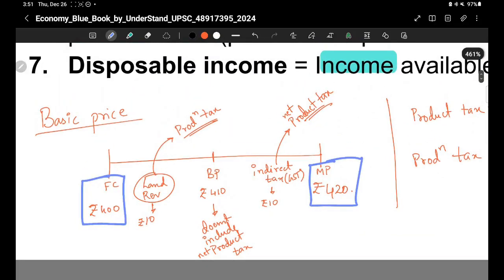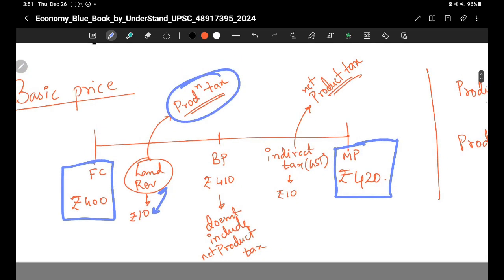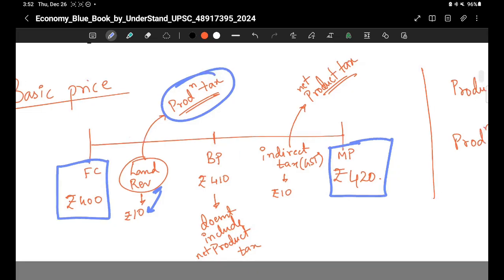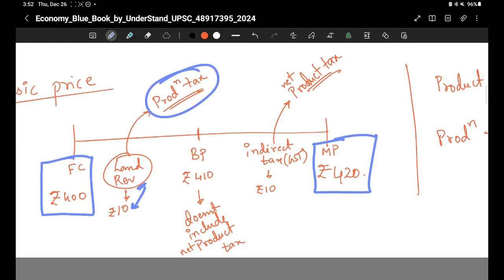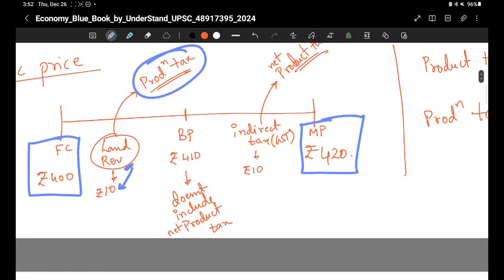So what does basic price mean here? Let's say this farmer utilized the land to produce this wheat. So he has to pay land revenue. Let's say that is 10 rupees. This land revenue is nothing but production tax. What is production tax? Production tax is a tax which is levied because there is some production happening. Just because some production is happening, one tax is levied. Example is land revenue, stamp duty and all that. They are fixed, it doesn't depend on the amount produced. Whether you produce 10 kg wheat or 1000 kg wheat, doesn't matter, they will charge only this fixed amount of land revenue. If you add this production tax, you will get basic price. That's all.